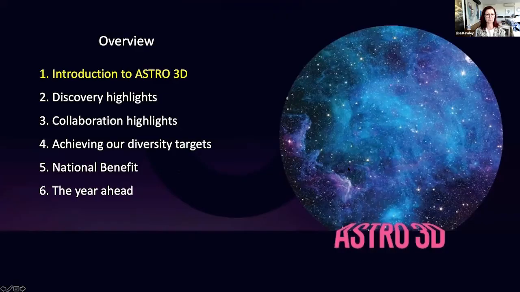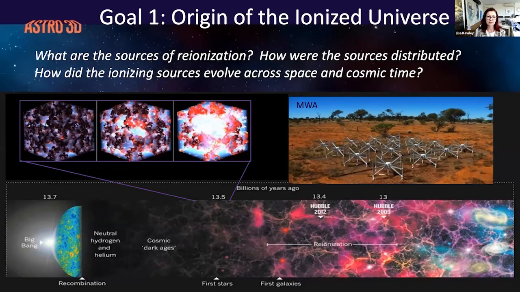ASTRO 3D has three goals. The first goal is to understand the origin of the ionized universe, and particularly focusing on the sources of reionization. How were those sources distributed, and how did the ionizing sources evolve across space and cosmic time? In particular, we're using the MWA, and you'll hear more about that later on during this science meeting. We're also simulating what we'd expect to detect from the epoch of reionization in 3D. And this is really leading into the SKA, which is due to begin construction next year.